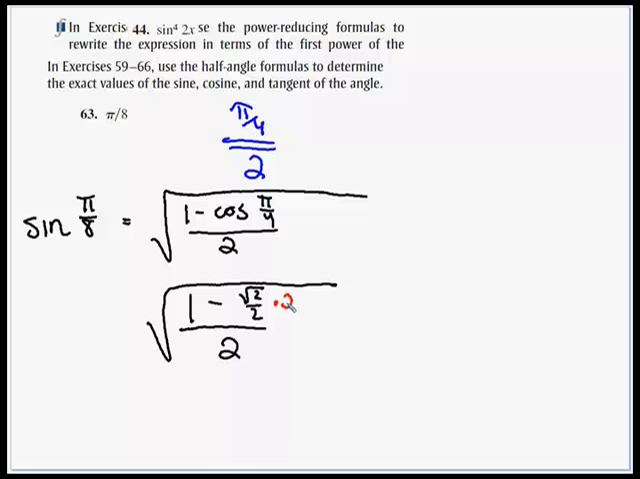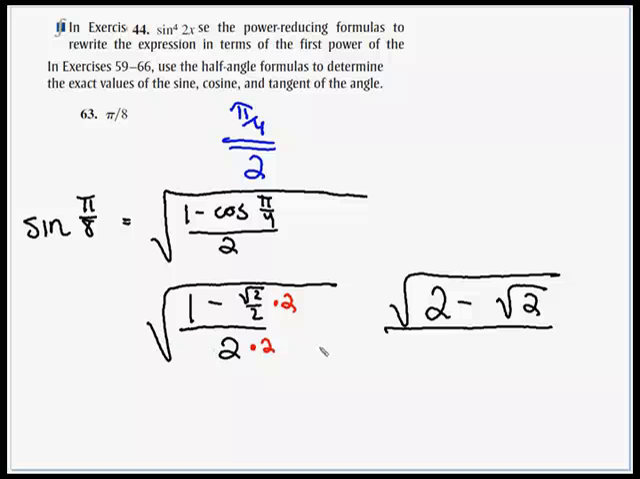So, multiply the numerator and denominator by a 2 and break it into separate radicals. So our numerator is going to be 2 minus the root of 2, all over, that'd be 2 squared is 4, and the square root of that is 2. The square root of 2 minus root 2, all divided by 2. That is the sine of an eighth pi.